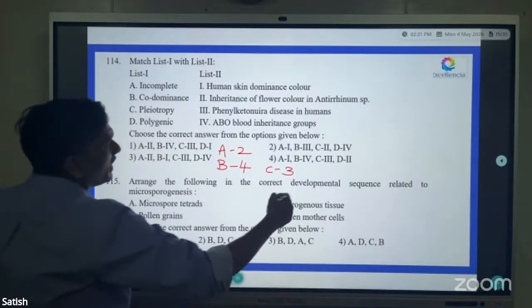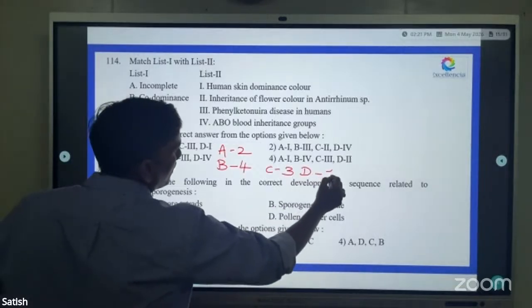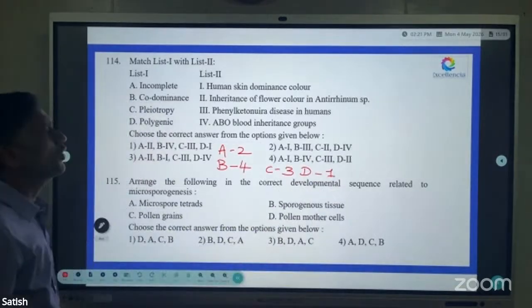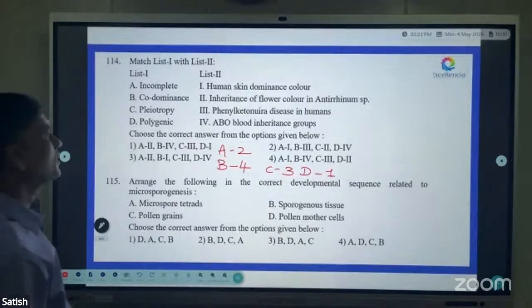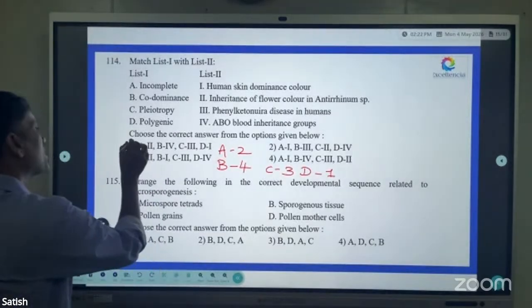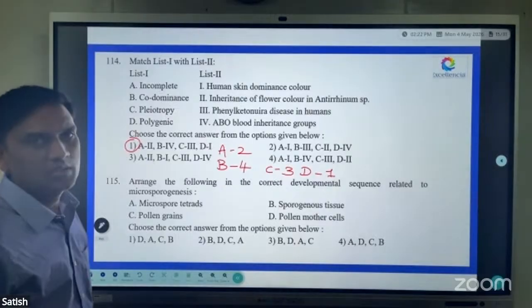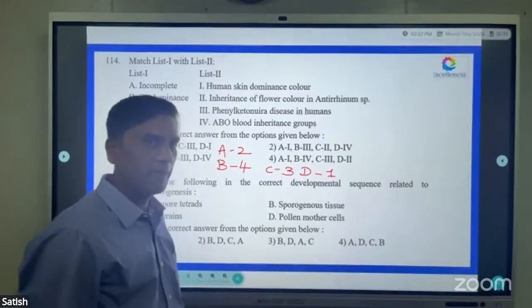Then polygenic inheritance, human skin color. So the answer for 114, A2, B4, C3, D1. First option is the right answer. Simple question. This is also level 1.